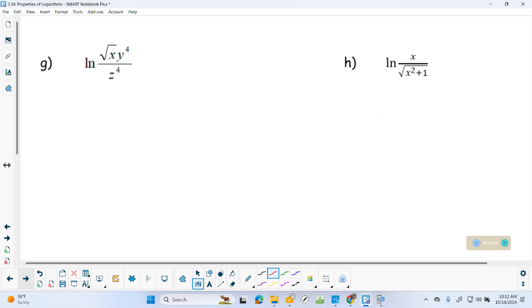All right, home stretch, everybody. Whew, okay. How many ln's are we going to have in our answer? 3. There's 3 variables. I'd rather have 3 ln's. Now, as always, I'm going to start with this crazy fraction bar, the quotient. I'm going to separate that out to subtraction. So the ln of the square root of x, y to the 4th, minus ln of z to the 4th.